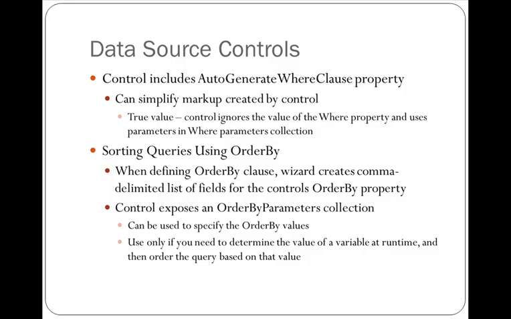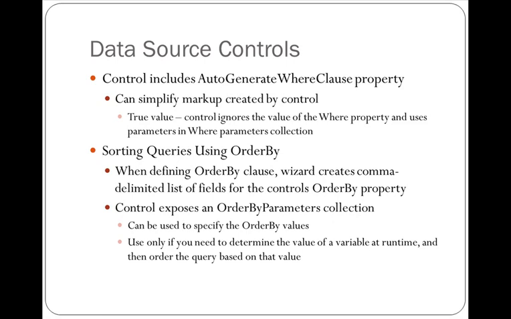The link's data source control also includes a property called auto-generate where clause, which can simplify the markup created by the control. When you set this to true, the control ignores the value of the where property and automatically uses each parameter specified in the where parameters collection in the query's where clause. That's where you would end up with the ANDs in there to be able to create that.